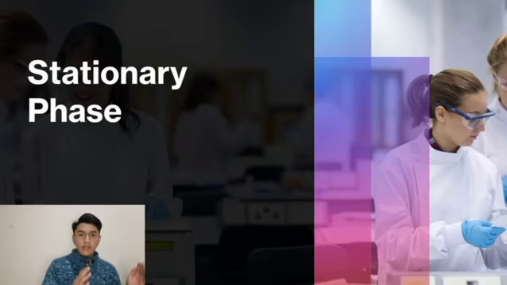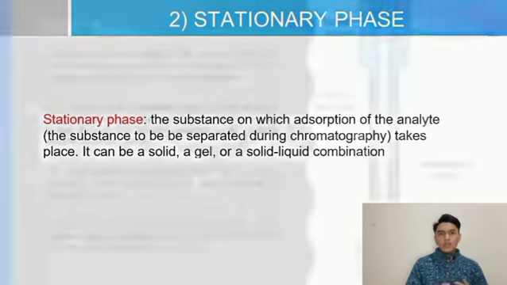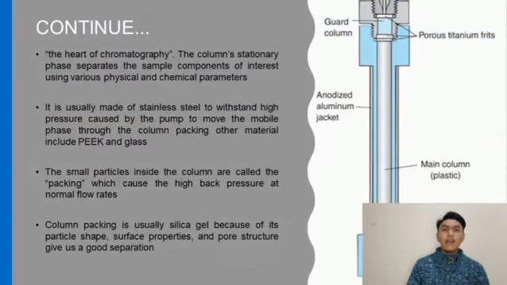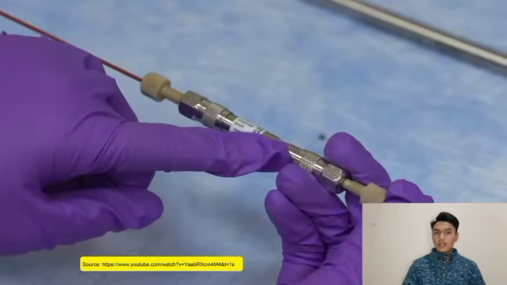What is stationary phase? Stationary phase is the substance on which adsorption of analyte takes place. It can be solid, gel, or a solid-liquid combination. All of these have their own pros and cons and different usage. How does it work? The column, known as the heart of chromatography, with the stationary phase, will separate the components of interest by involving various chemical and physical reactions.